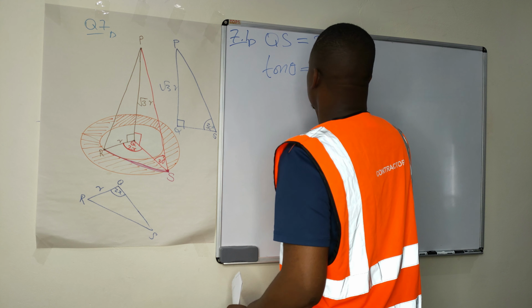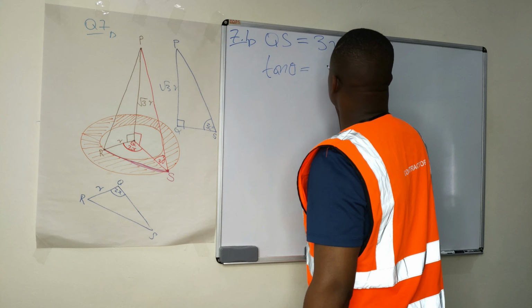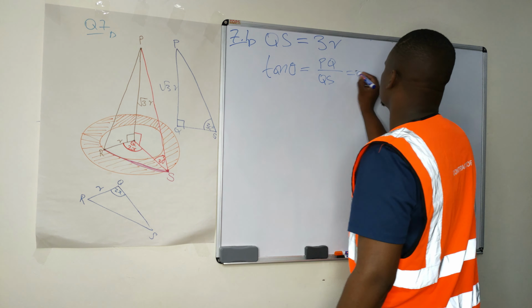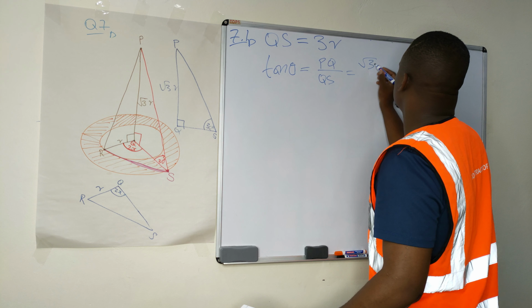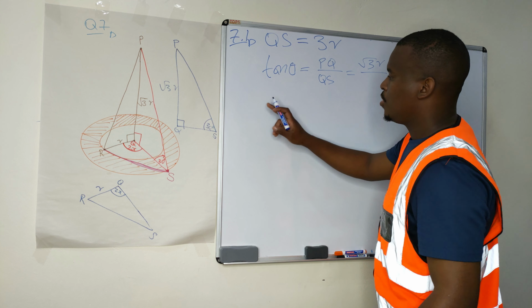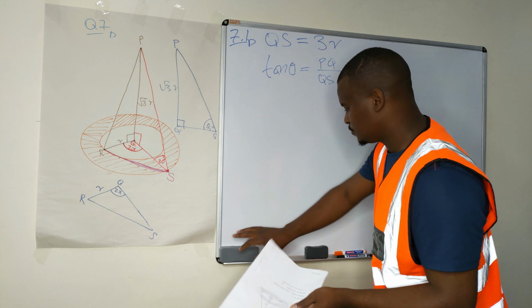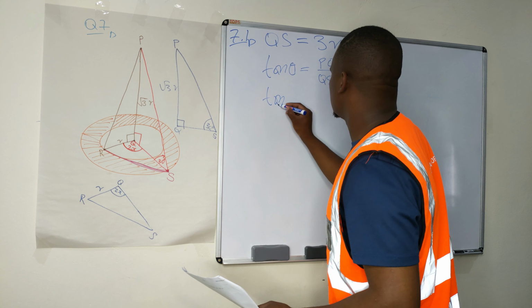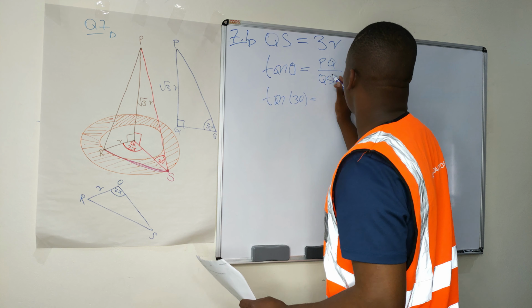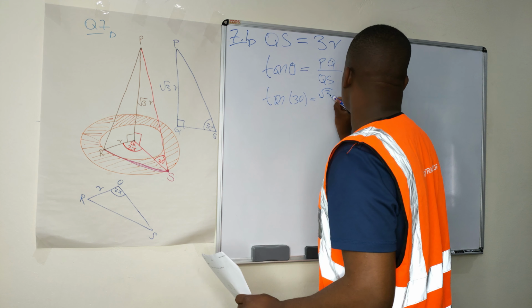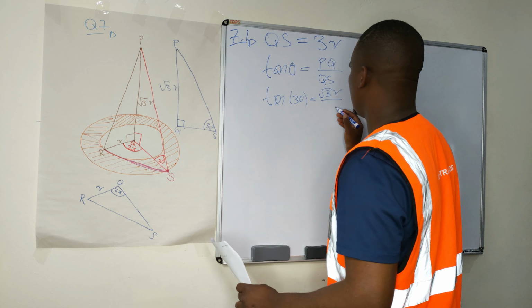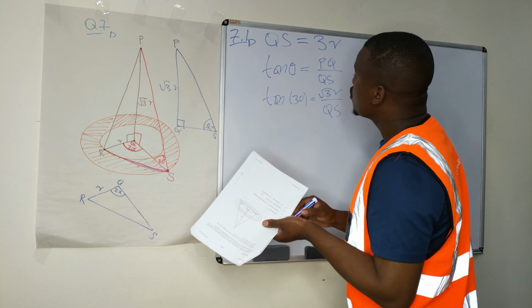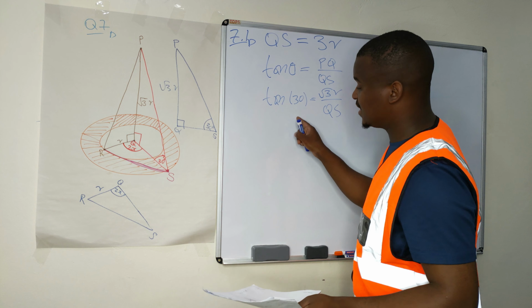tan theta, the trig ratio, which is equal to your opposite side, which is PQ, over your adjacent side, which is QS. So you know your theta. Your tan theta is tan 30 degrees, which is equal to PQ, which is root 3R, divided by QS, which is what you want to find.